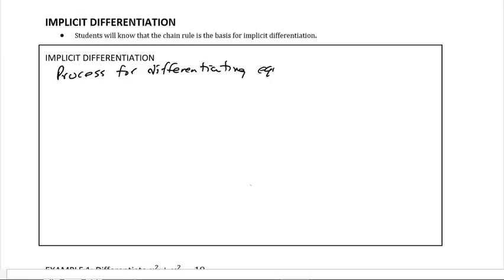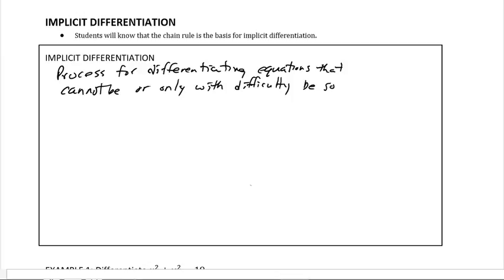In this video, we are going to look at implicit differentiation, which is a process for differentiating equations that cannot be, or only with difficulty, solved for y.